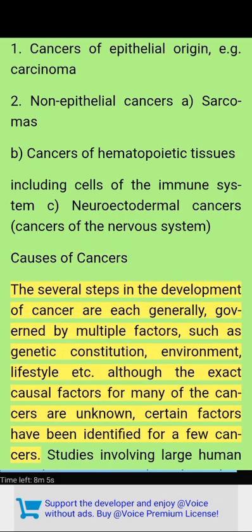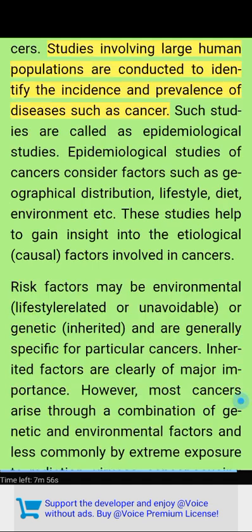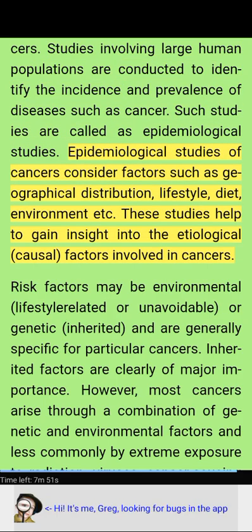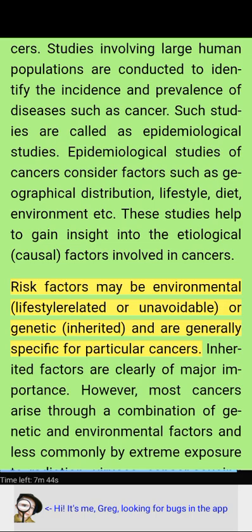Causes of cancers. The several steps in the development of cancer are each generally governed by multiple factors, such as genetic constitution, environment, lifestyle, etc. Although the exact causal factors for many of the cancers are unknown, certain factors have been identified for a few cancers. Studies involving large human populations are conducted to identify the incidence and prevalence of diseases such as cancer. Such studies are called epidemiological studies. Epidemiological studies of cancers consider factors such as geographical distribution, lifestyle, diet, environment, etc. These studies help to gain insight into the etiological causal factors involved in cancers. Risk factors may be environmental, lifestyle-related or unavoidable, or genetic inherited, and are generally specific for particular cancers.